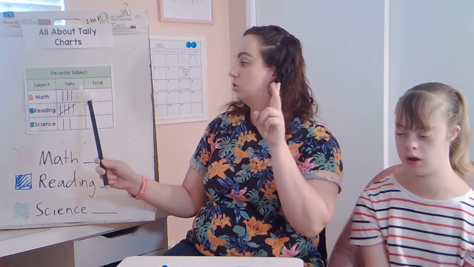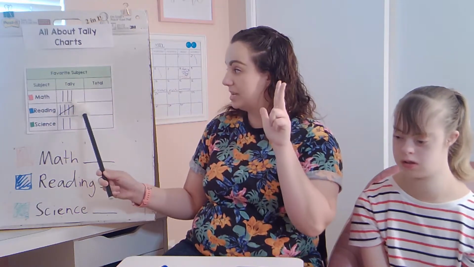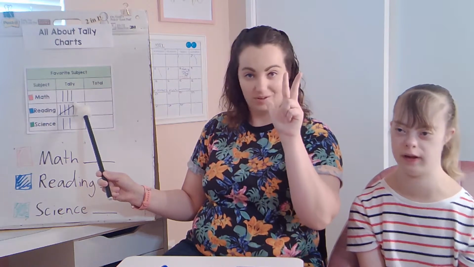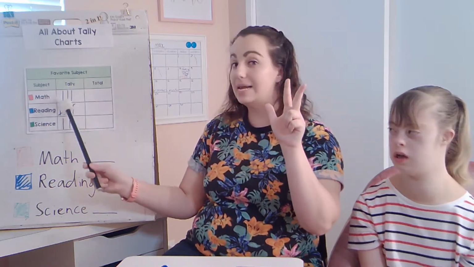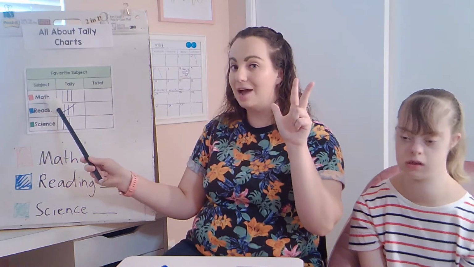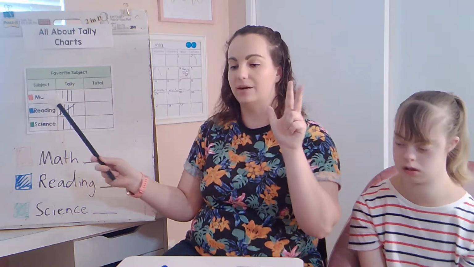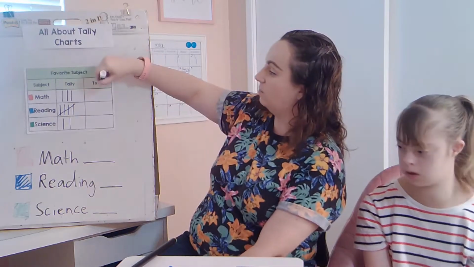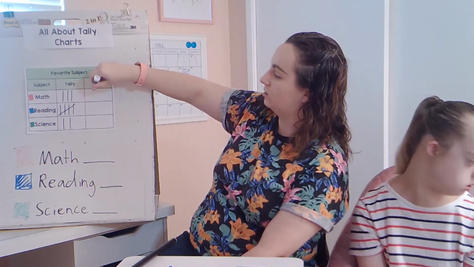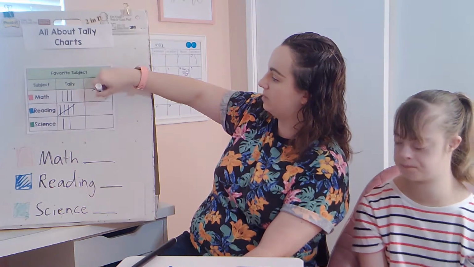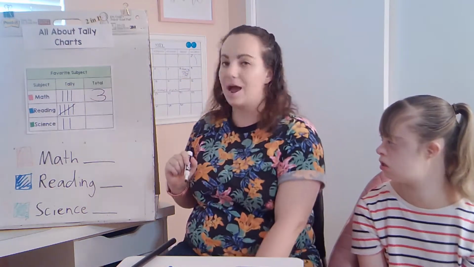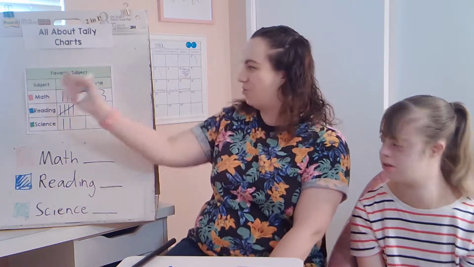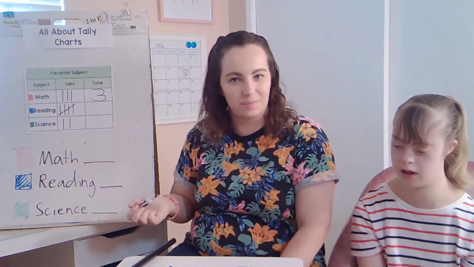1, 2, 3. Good. How many tally marks are there? I say 3. That means 3 people said math was their favorite subject. So we take our writing utensil and we help finish the chart and say total 3 people said math was their favorite subject. I love charts. It's so organized. Awesome information to see.